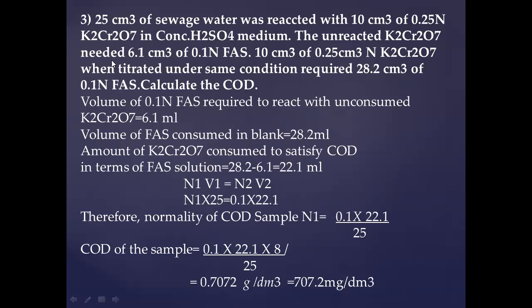Then simplify it. That is 0.1 into 22.1 divided by 25. It is going to come as 0.0884. Then it has to be multiplied with 8, then multiplied with 1000. So we are going to get 707.2 mg per dm cube. So this is the COD of this wastewater. In this way, we calculate the COD of a given sample of water.